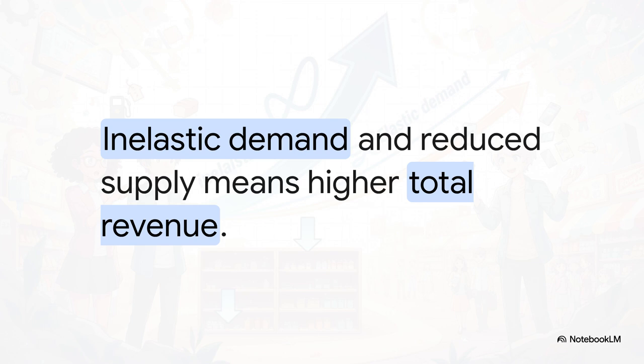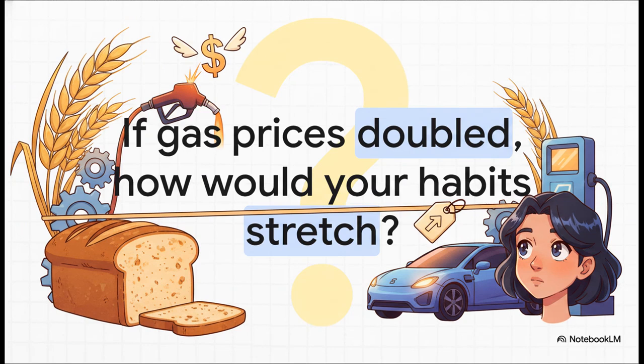This is exactly why economists point out that policies restricting supply can, completely unintentionally, fuel the exact criminal enterprises they're trying to starve. So from the wheat in your daily bread to the gas in your car, all the way up to massive government policies, elasticity is that invisible rubber band dictating the outcomes.